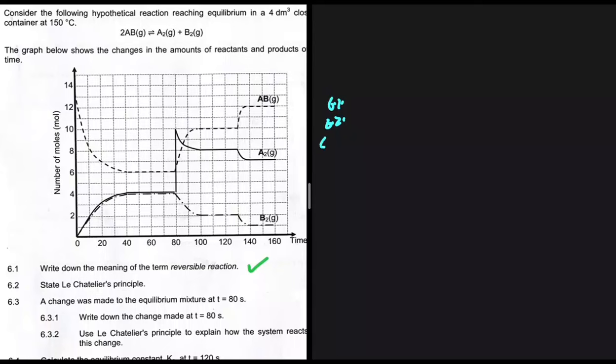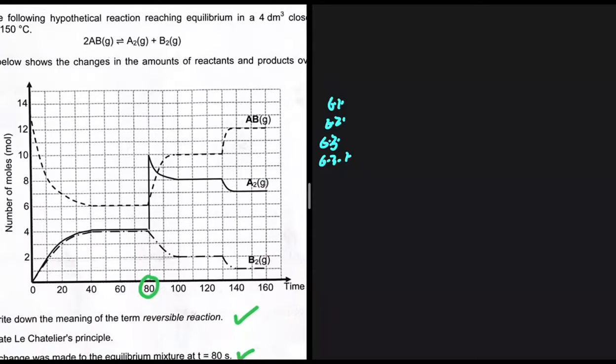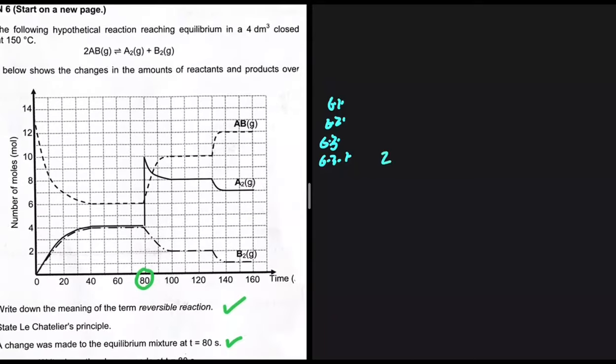Let's take a look at 6.3. 6.3.1. A change was made to the equilibrium mixture at t equals 80 seconds. 6.3.1, write down the change made at t equals 80 seconds. So let's go ahead and have a look. This is t equals 80 seconds. We have a reaction 2AB giving us A2 plus B2, right?